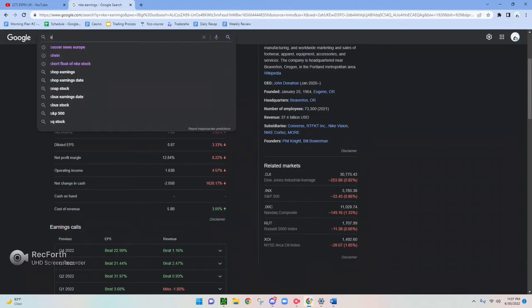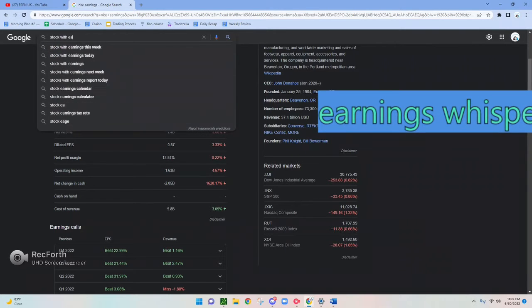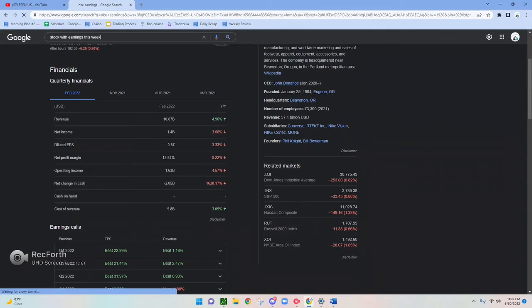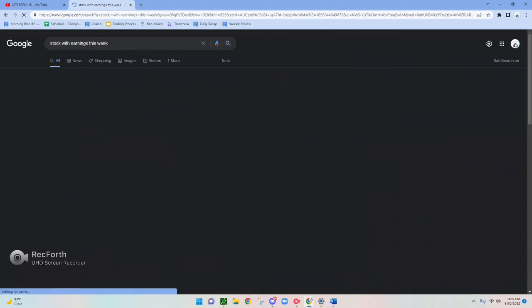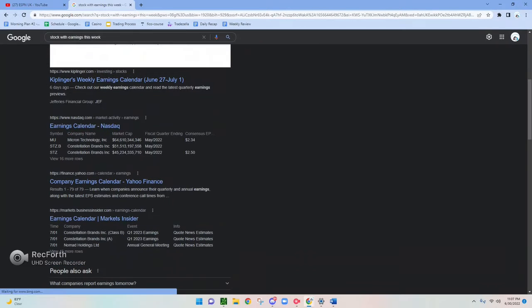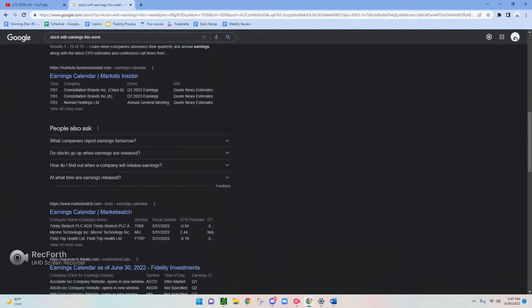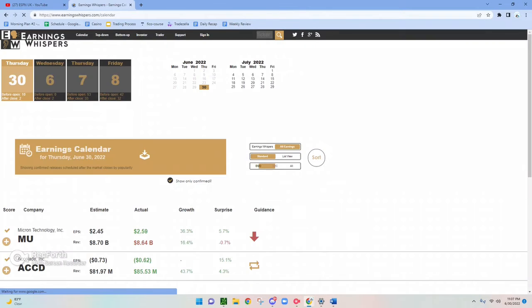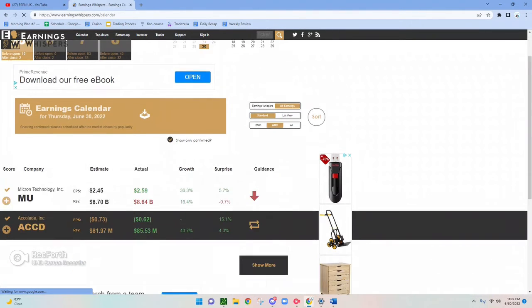And then how to find stocks with earnings, just look it up. Stocks with earnings tomorrow. And then I'm going to go into the strategy in a little bit. Which one I really like is earnings calendar, which is really good. Earnings Whisper is it.